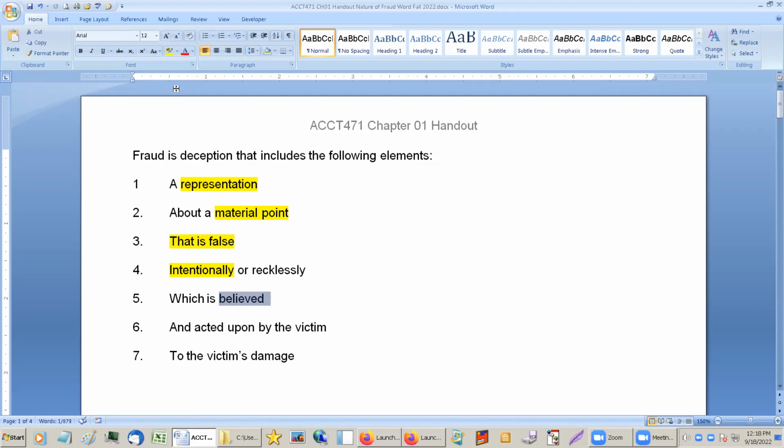Hey, I didn't highlight. There we go. And acted upon to the victim's damage. Okay, so this is what fraud is, the usual definition of it.